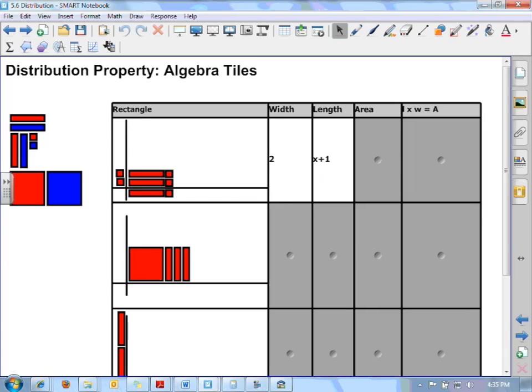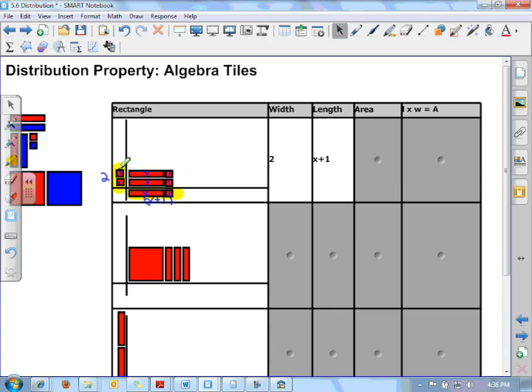So the first one's pretty much done for you, where I have a rectangle which has a width of 2, which is, you see it on the vertical side, and the length of x plus 1. So there's our x, there's our 1, and this is 1 and 1, which gives us x plus 1, and our width is 2. Well, what tiles did we need to create that area? Well, we needed 2 x tiles and 2 single tiles.